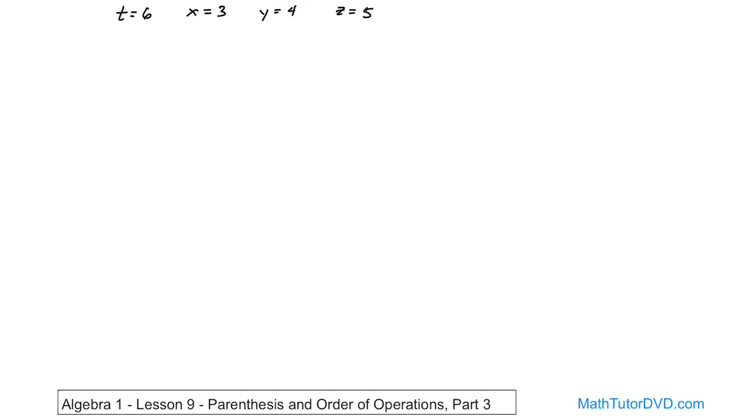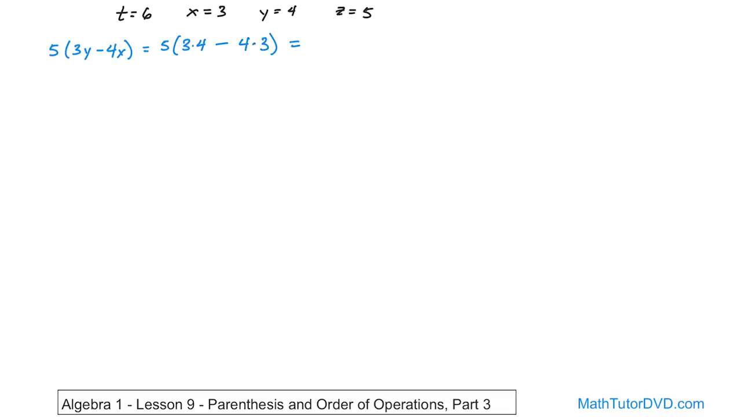So what if we had the problem 5 times (3y minus 4x), and that was inside parentheses? First we'll just substitute in 3 times y, where y is given as 4. And then we'll have minus 4 times x, which is given by 3.